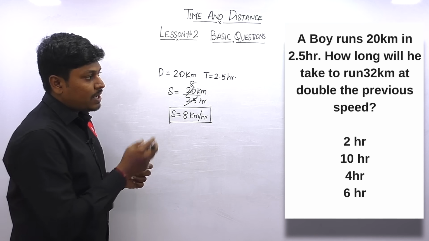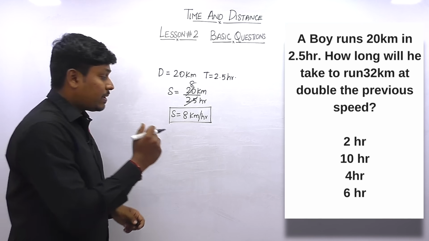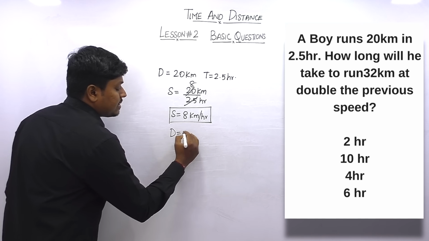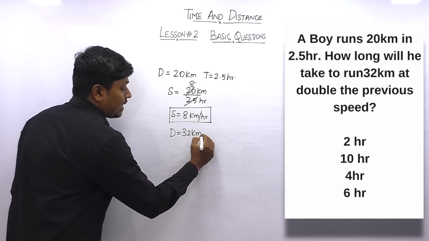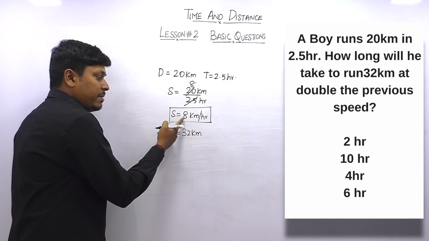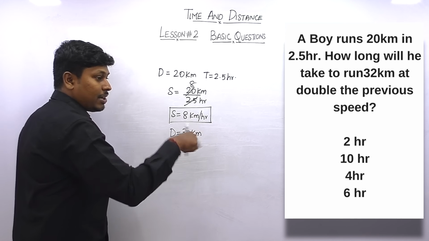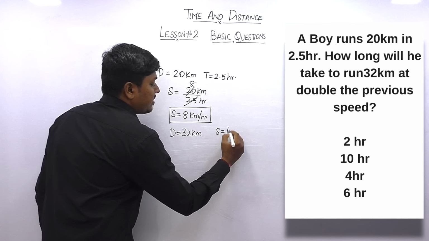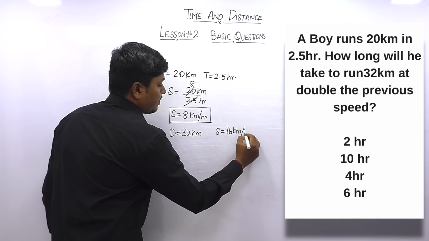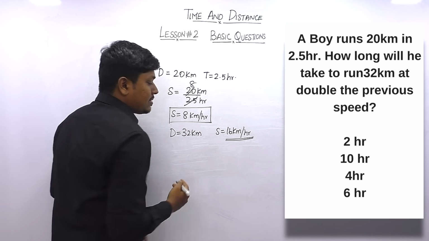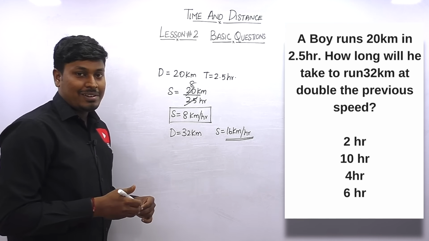What is our target? Our target is to find how long it will take to run 32 kilometers. So distance is given, that is 32 km, at double the previous speed. Already the boy is running at a speed of 8 km per hour. Now if he doubles the speed, then speed will be 16 km per hour. So our target is to find what is the time required to reach the 32 km.